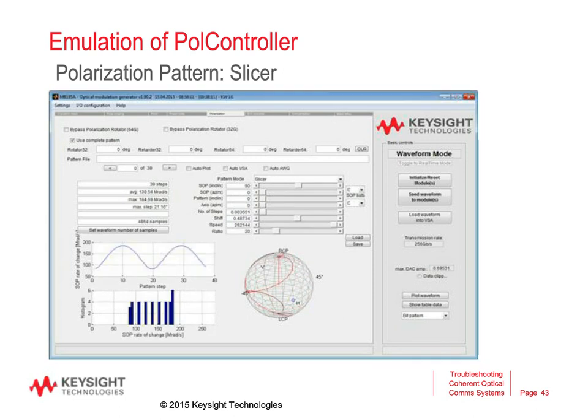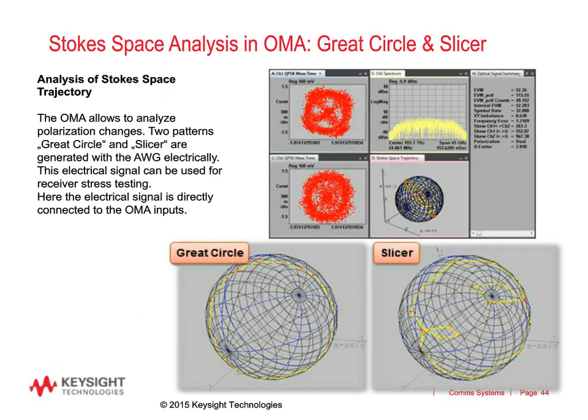Another pattern could be selected that's called the slicer. It's more like a spiral that runs on the surface of the polarization, the Stokes sphere here in my generator tool. And on the receiver side, on the optical modulation analyzer software, I'm able to analyze these polarization changes as well. On the left-hand side, you see the great circle, and on the right-hand side, you see the yellow trace of the slicer pattern that we run on the generator side.